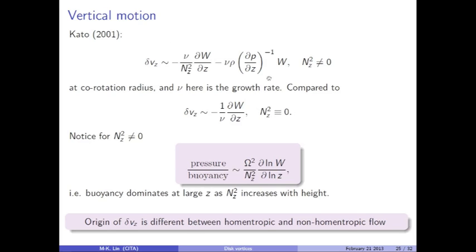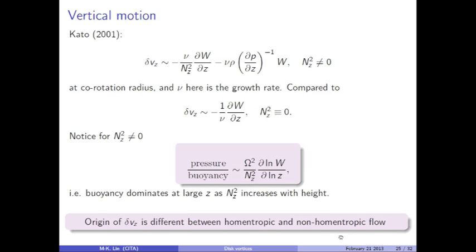Now if I look at the first equation here and I compare the magnitude of the pressure force term and the magnitude of the buoyancy term, then that ratio is proportional to omega squared over Nz squared. And omega is not a function of height in my models. But Nz actually increases away from the midplane. It actually diverges in my models. So away from the midplane, eventually, this ratio becomes quite small. That means buoyancy becomes more important as you go away from the midplane. So I think that means the origin of vertical motion is very different between homotropic disks, where entropy is uniform, and disks with non-uniform entropy.